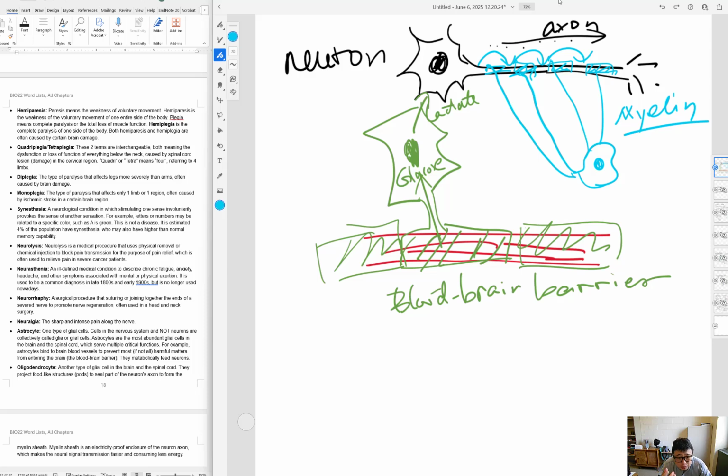Both of those are in the central nervous system. Outside the central nervous system, the myelin sheath is not made by oligodendrocytes. They are made by the Schwann cells.